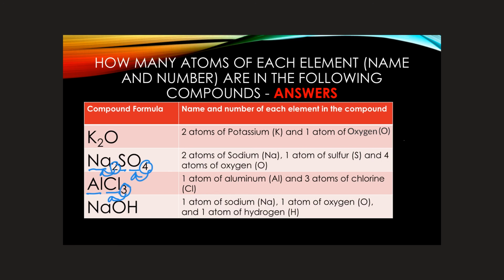So this is the end of part 1. At the end of part 1, you should be able to tell me what the elements are in a chemical compound, and using the subscripts, tell me how many of each of those elements are in that particular compound.